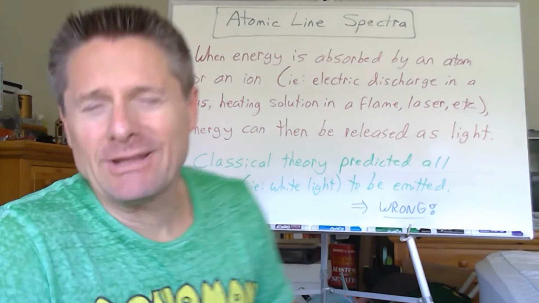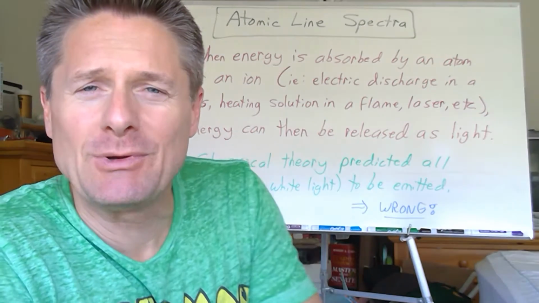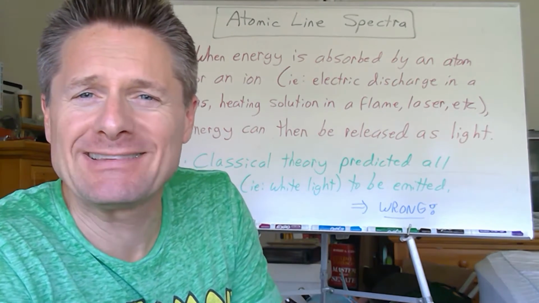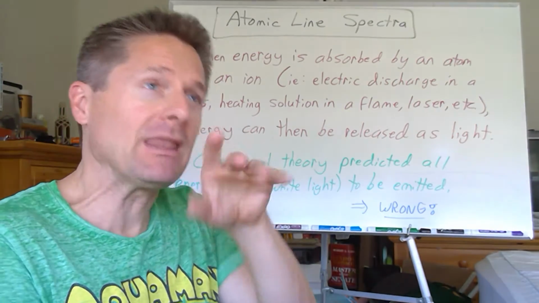All right, team, let's look at the third and final of the three experiments slash observations that screwed up the classical theorists. Well, didn't screw them. They're just like, how come we can't explain this stuff? So atomic line spectra, let's take a look.